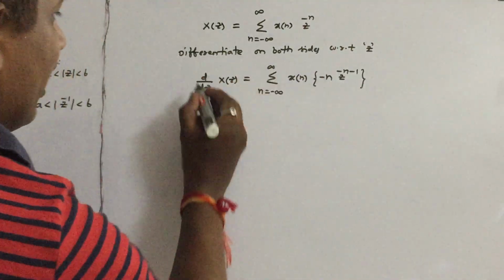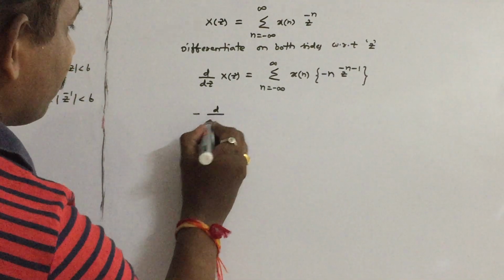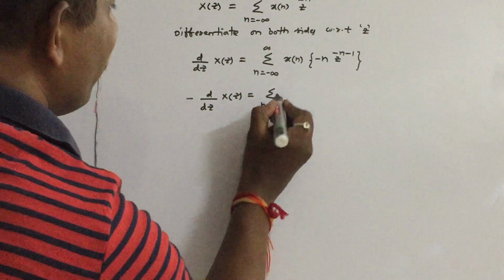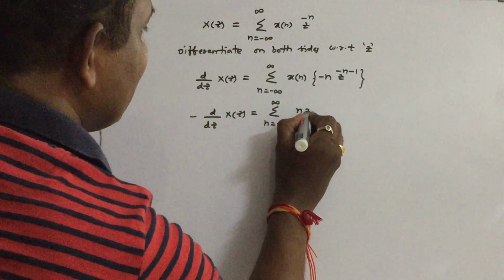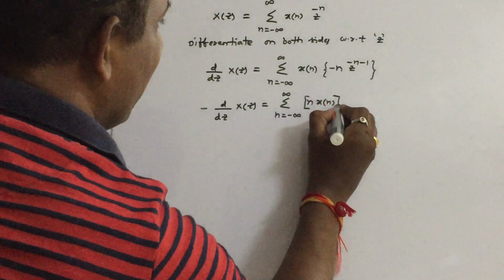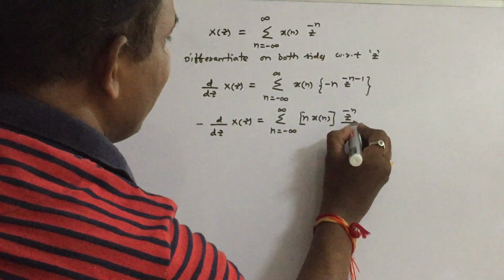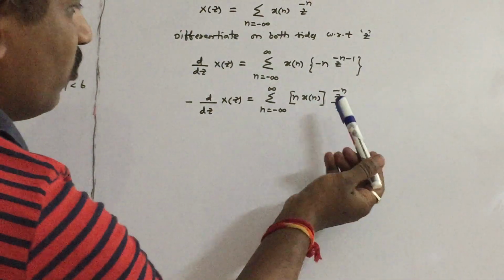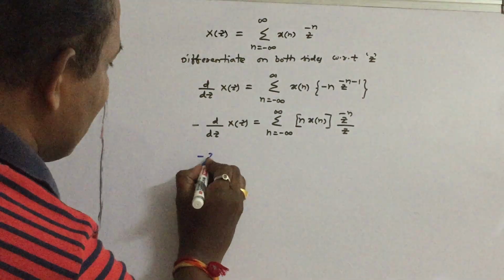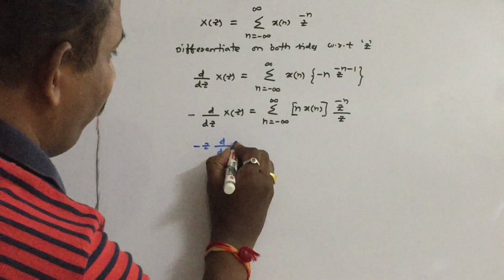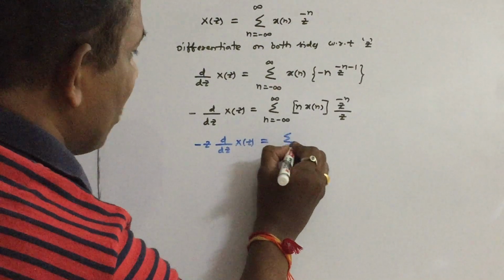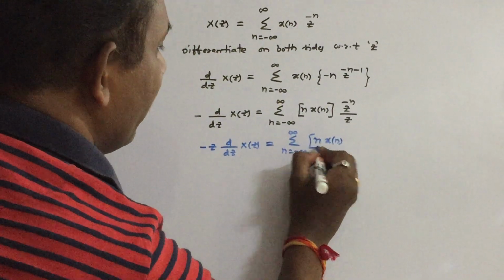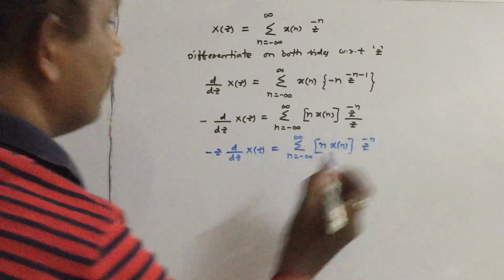So let us rearrange these terms, take minus sign to the left side, so minus d by dz of x of z is equal to summation n is equal to minus infinity to infinity, take n and x of n together, write n into x of n together into z power minus n by z. So in this summation z can take independent terms, so therefore you can take z to the left side, so therefore we can write it as minus z into d by dz of x of z is equal to summation n is equal to minus infinity to infinity n into x of n into z power minus n.